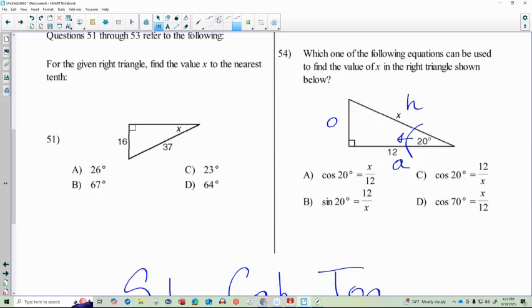You always need to get rid of one. I need my A. Why? Because there's a 12 there. I need my x, so I keep my H. I don't need the O. Get rid of it. So this is a problem that requires an A and an H.